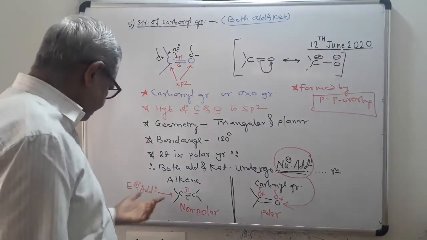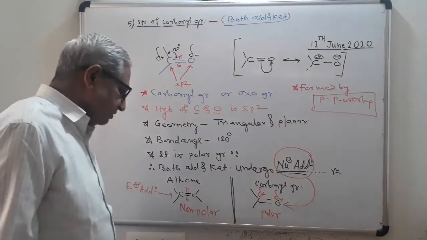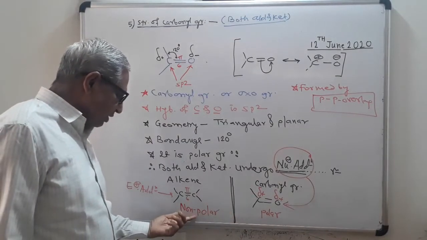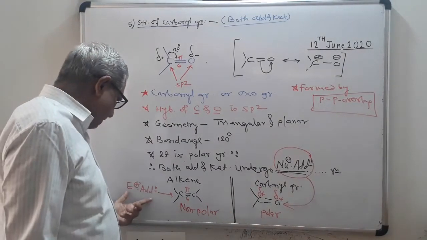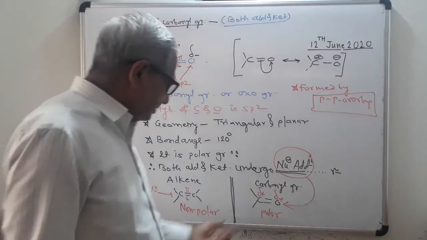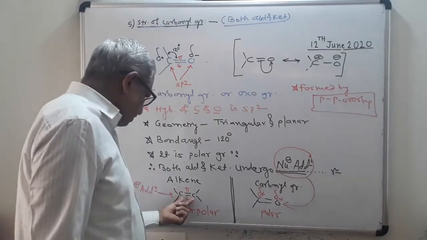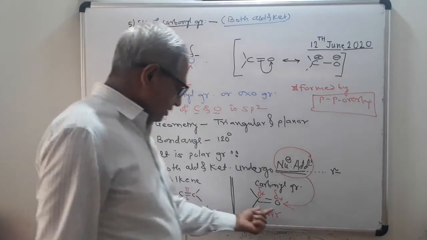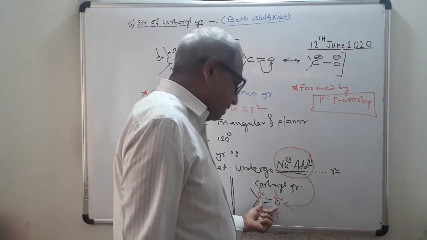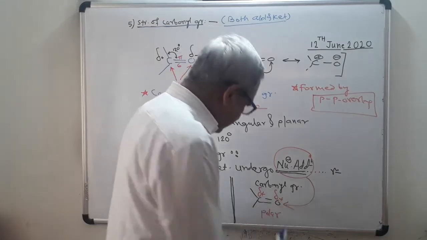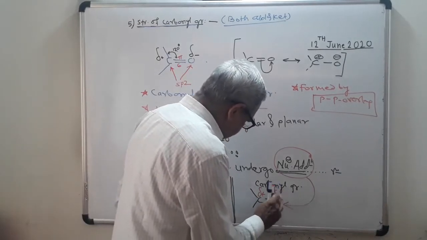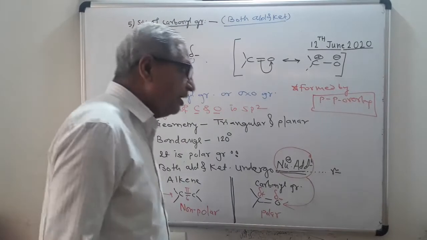Comparison question: alkene and carbonyl both contain the double bond, but this is non-polar and this is polar. Therefore this will undergo electrophilic addition reaction and this will undergo nucleophilic addition reaction. This bond is longer and weaker. This bond is shorter and stronger because attraction between positive and negative poles takes place here.